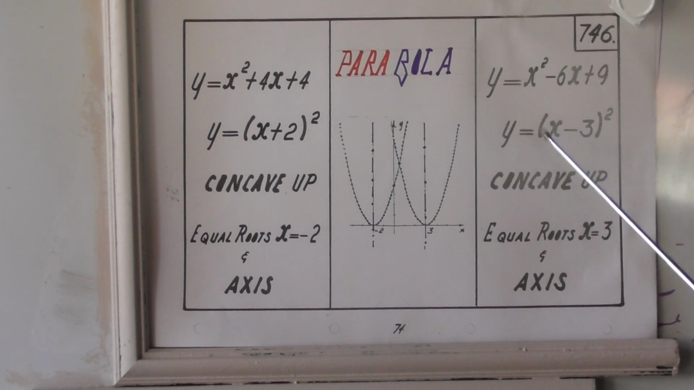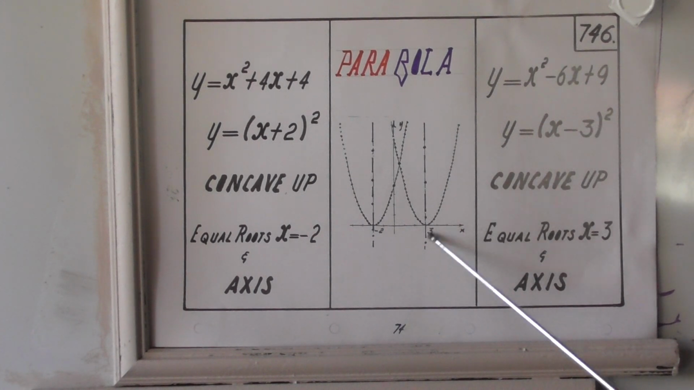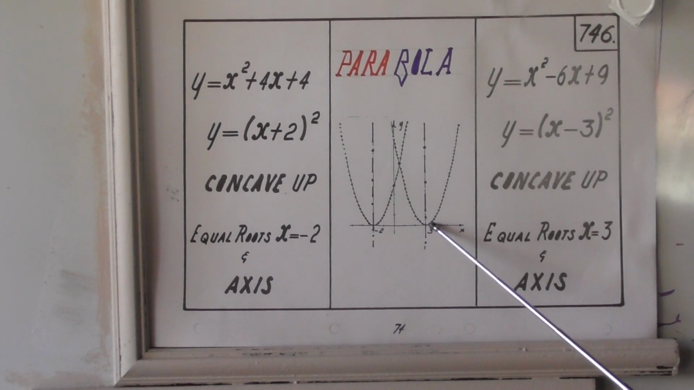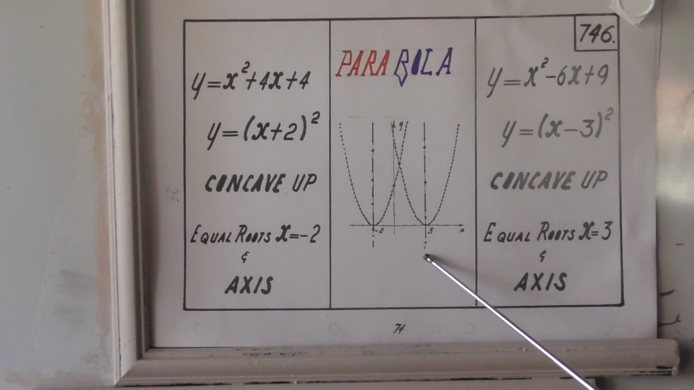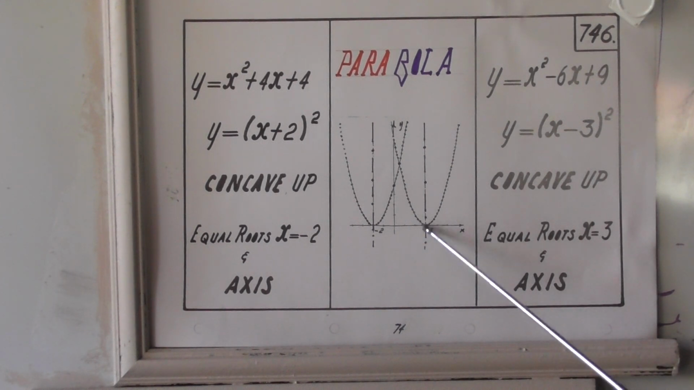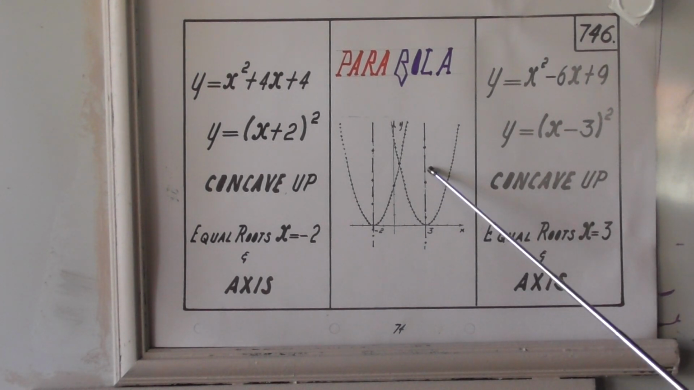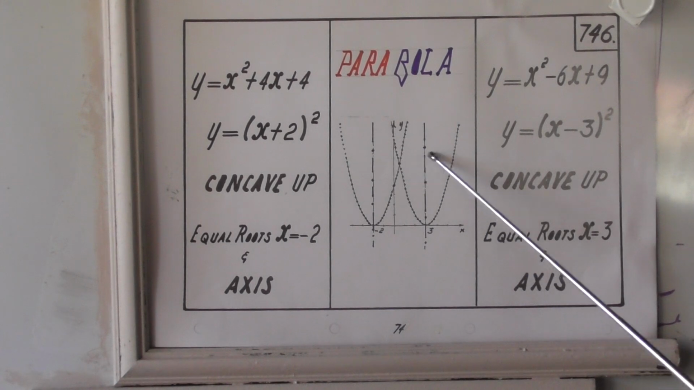So if x is 3, y is 0, and that is the same thing, so this is also the equation of the axis. The equation of the axis is x is 3. All the x's are 3.